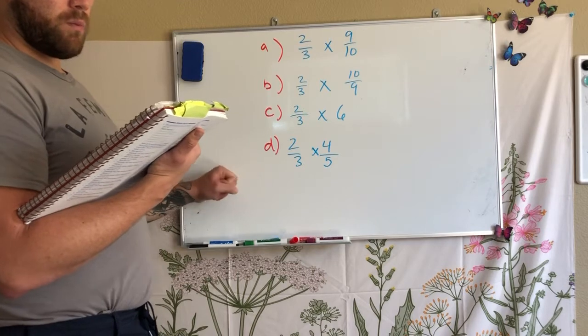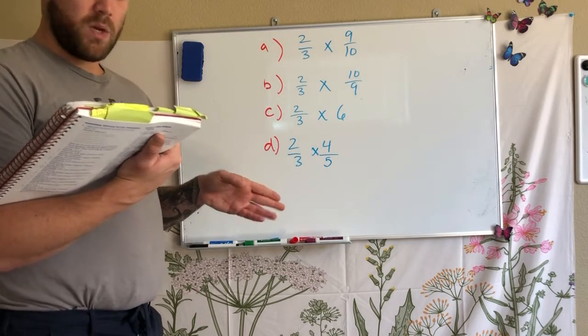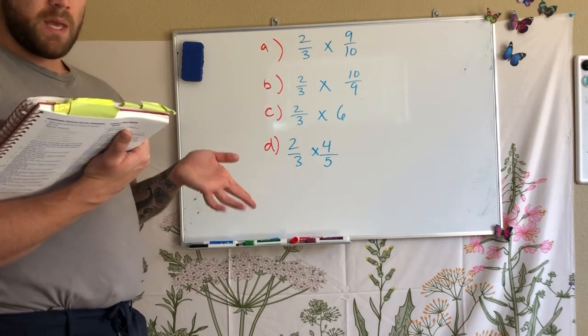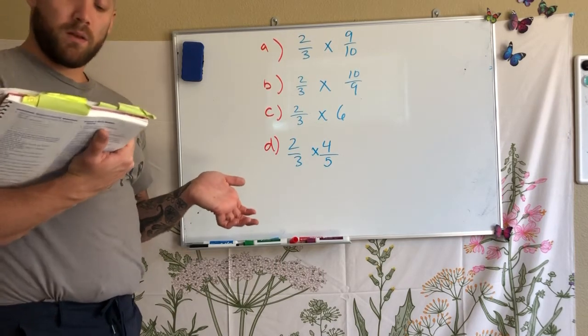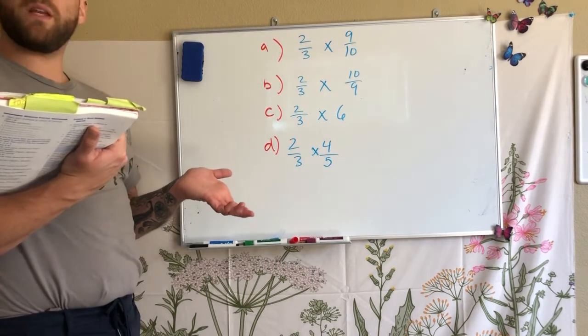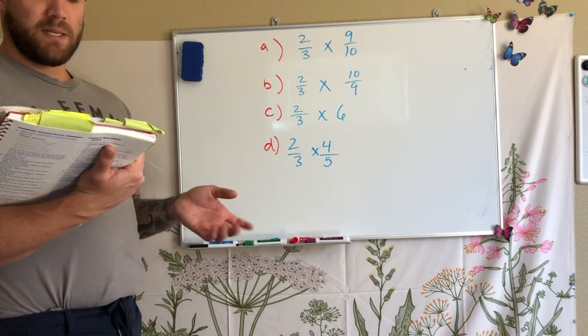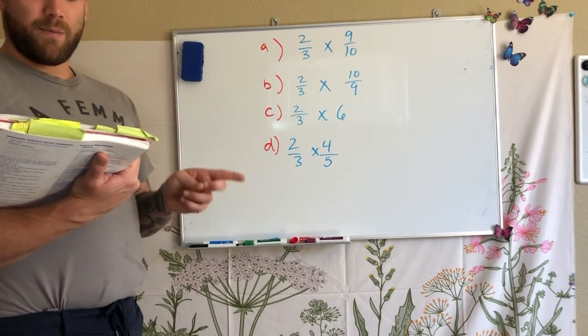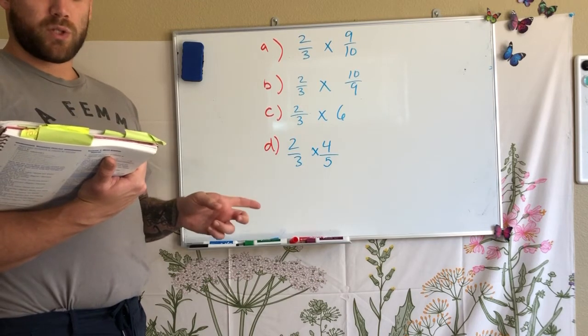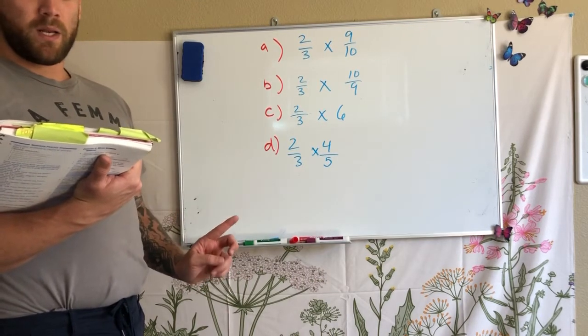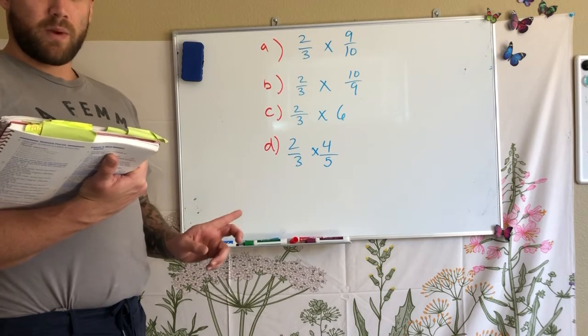Remember, if you multiply by more than 1, you end up with more than what you start with. If you multiply by less than 1, what do you end up with? Pause the video. Less than you start with. I'll repeat. Remember, if you multiply by more than 1, you end up with more than you start with. If you multiply by less than 1, you end up with less than you start with.